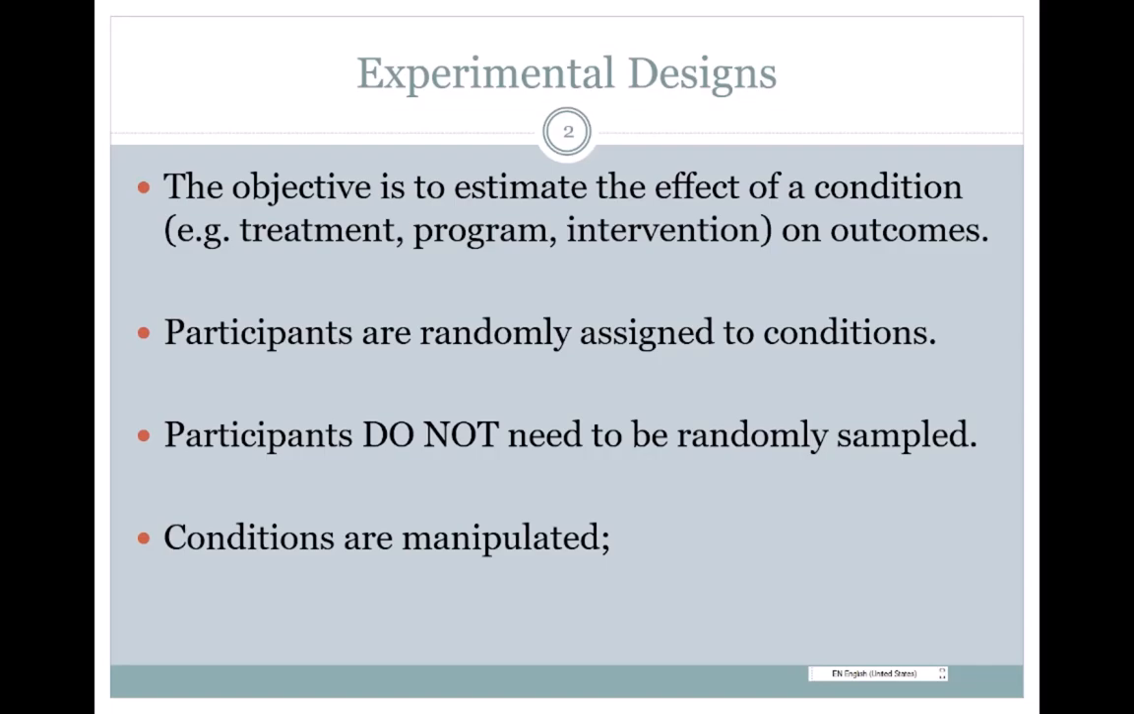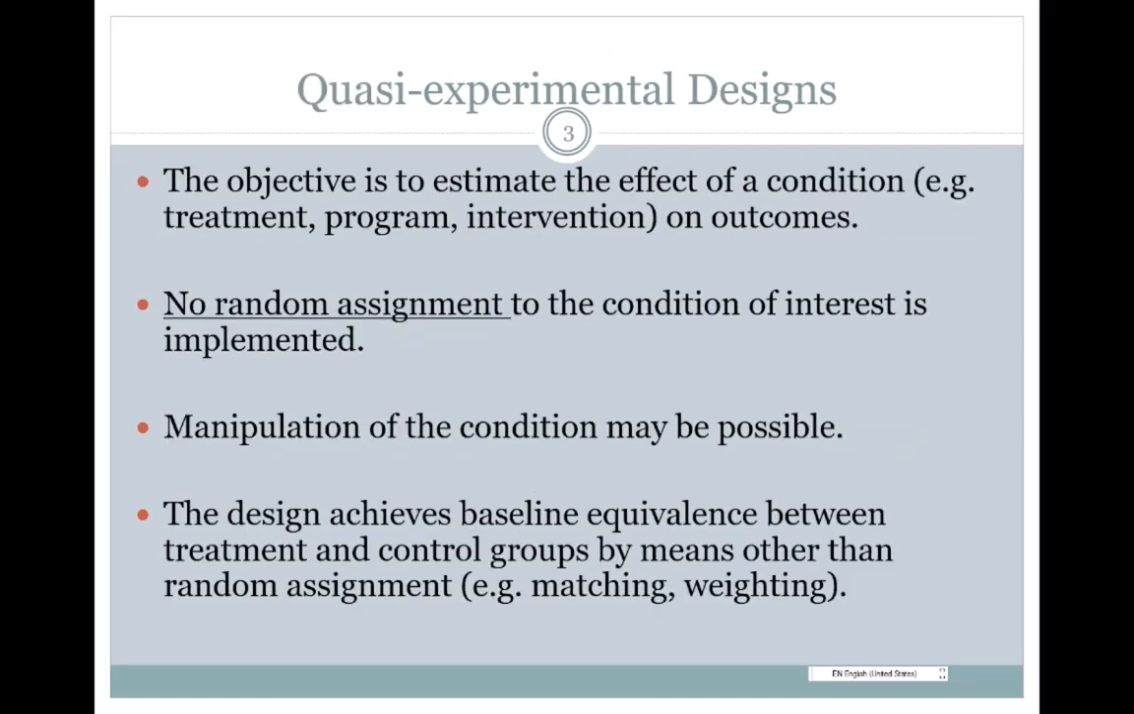Now, conditions are also manipulated. In other words, the experience that participants have in each of the groups is defined by the researcher. Quasi-experimental designs, by contrast, are interested in evaluating the effect of a condition, but there is no random assignment. Therefore, individuals are not assigned randomly to treatment and control conditions. The most common situation is that individuals self-select to participate in the treatment or control condition.